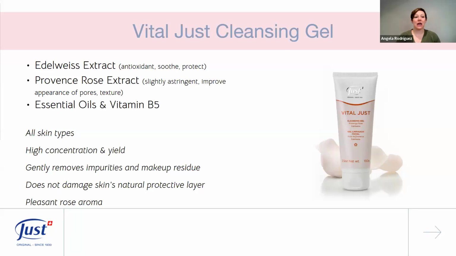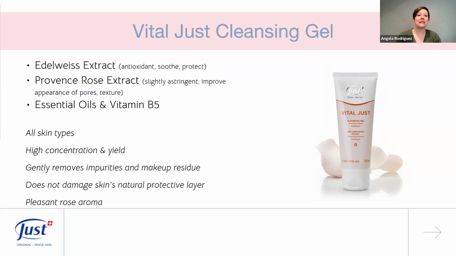The Vital Yoast Cleansing Gel has Edelweiss extract that has antioxidant properties that soothe and protect our skin. When we talk about antioxidants, that means they're going to help fight the effects of free radicals that we get from the environment, from our food, etc., that kind of make our cells mess with each other, right? Free radicals are going to mess up cell communication, and antioxidants are going to help get our cells back doing what they need to do. So that's the basic way to think about antioxidants helping us reduce the effects of free radicals.